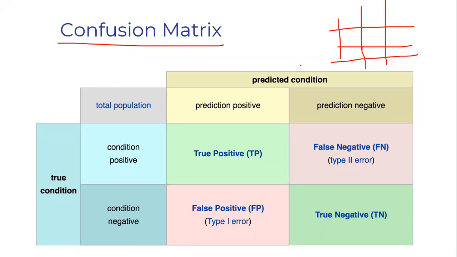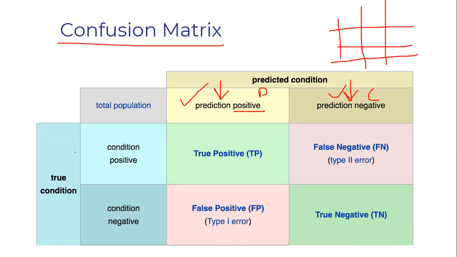Like this. On the column names, we have the predicted condition. The prediction can be positive, or it can be negative, or simply it can be a dog or it can be a cat. Positive and negative are just two classes, for a binary classification. These are the predictions. So I'm predicting, like, this is a dog, and my prediction says it is a cat.